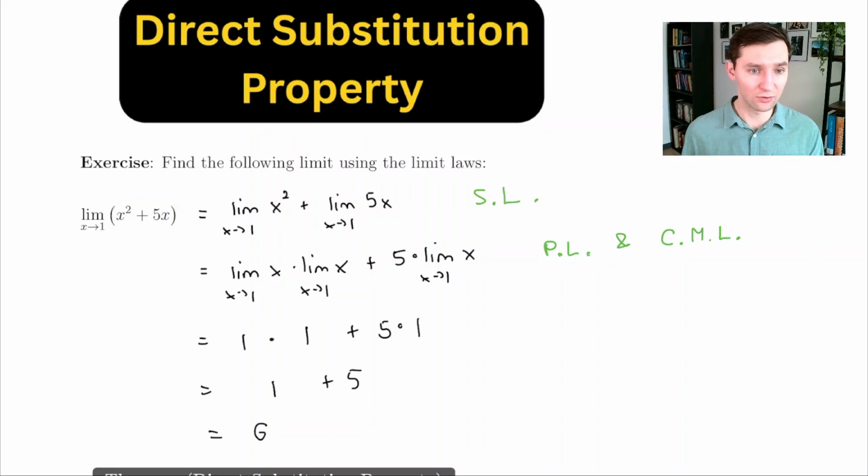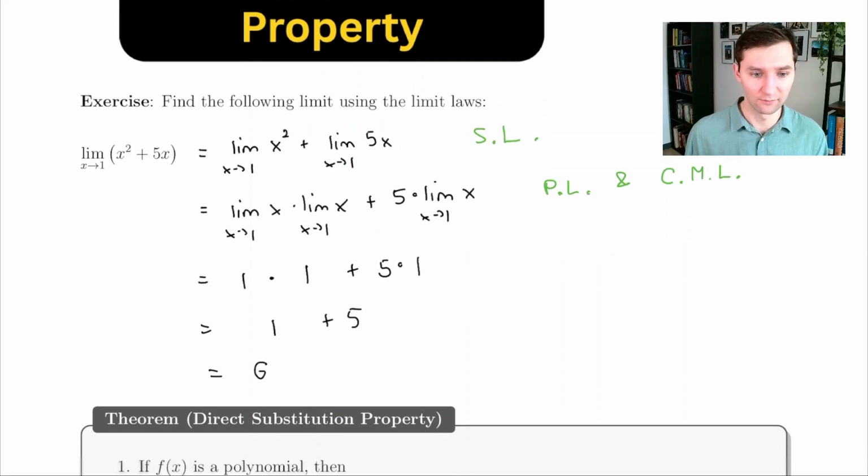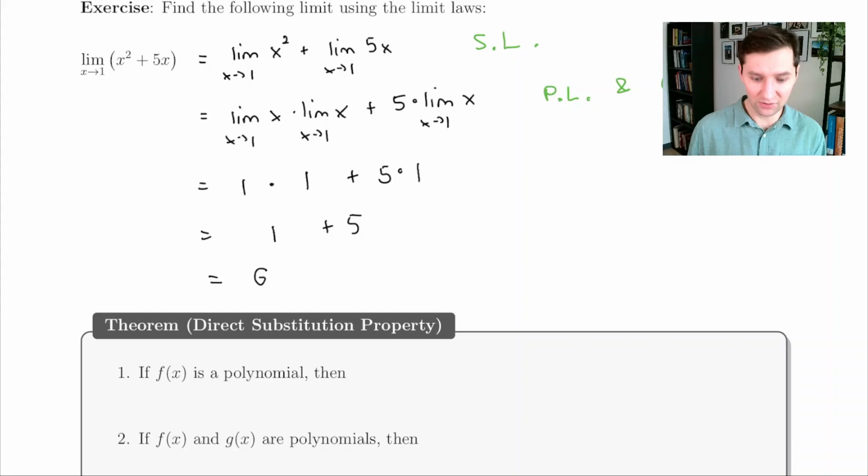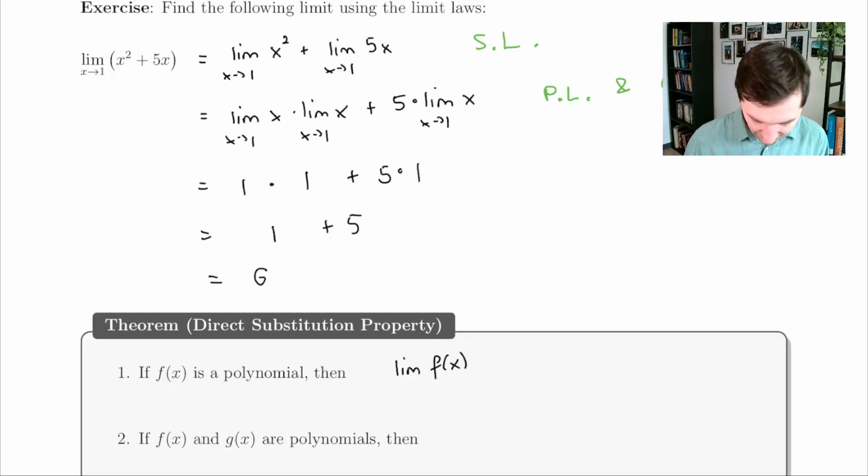That direct substitution property holds in general for polynomials and for rational functions. For example, if you have a function that is a polynomial and you want to compute the limit of that function as x goes to any number, let's say as x goes to a, all you have to do to compute this limit is to plug in a to the function.